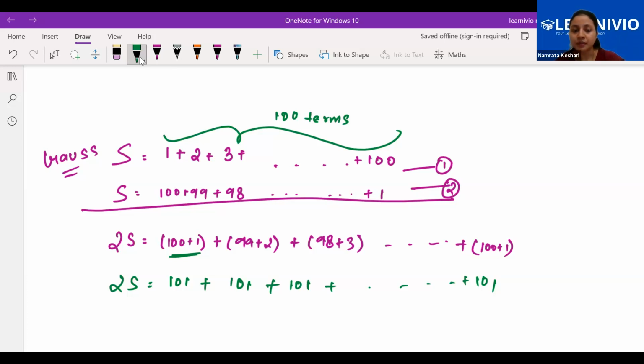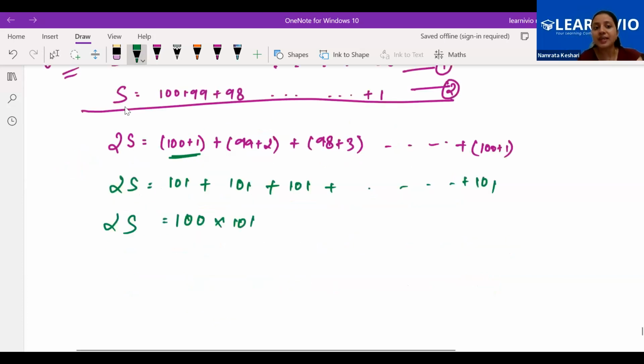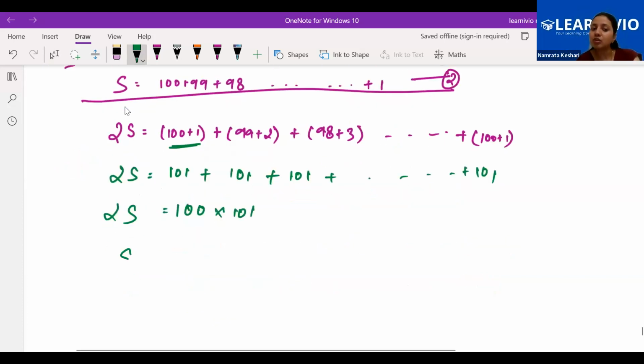Yes, ma'am. Okay, so 101, 101, 101, how many times? 100 times 101 is there, and see how easily we will be able to take out the value of S. Yes or no?